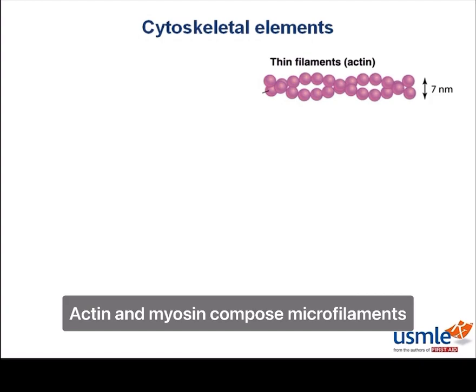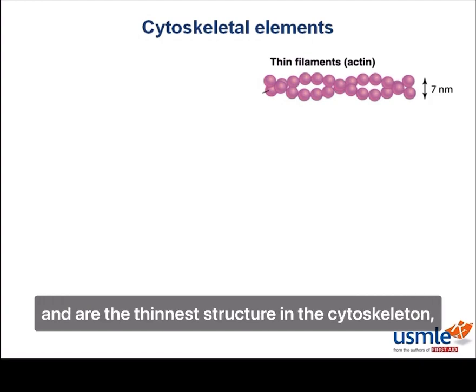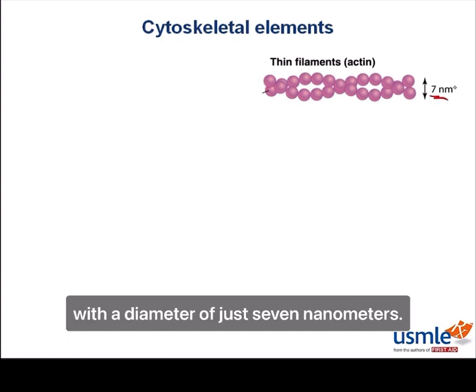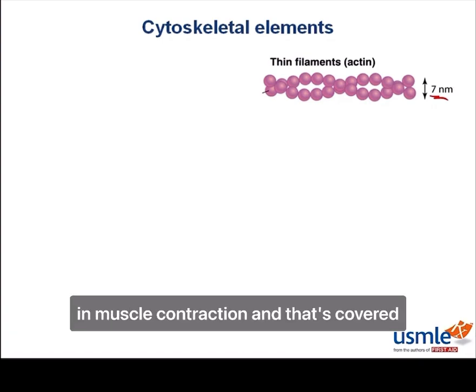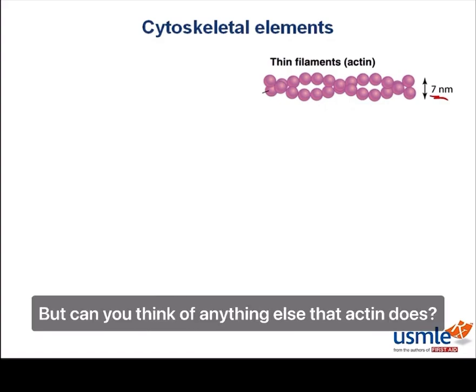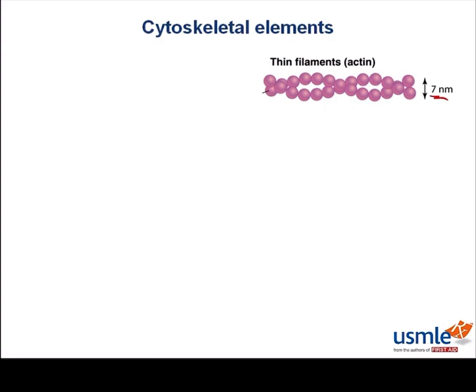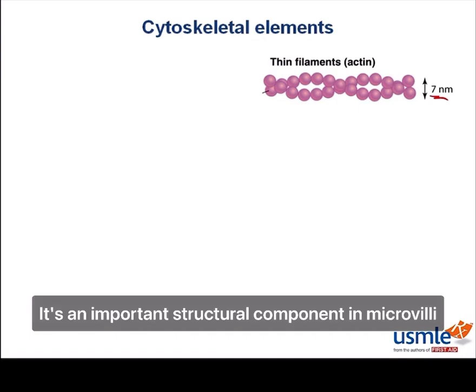Actin and myosin compose microfilaments and are the thinnest structure in the cytoskeleton, with a diameter of just 7 nanometers. You probably know that actin and myosin work together in muscle contraction, and that's covered in a different lecture. But can you think of anything else that actin does? It's an important structural component in microvilli.